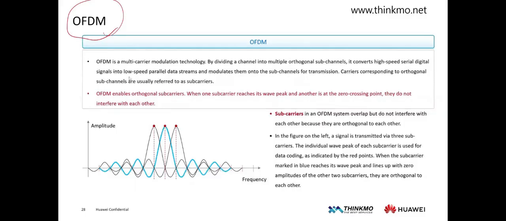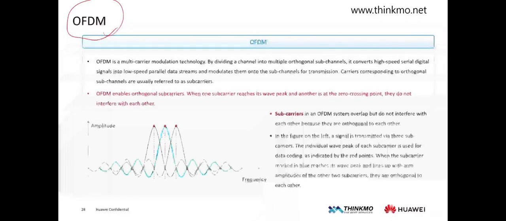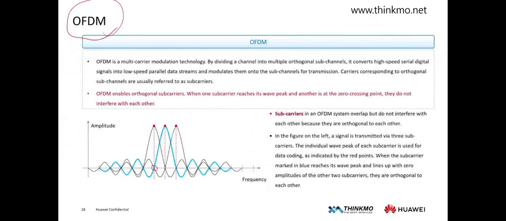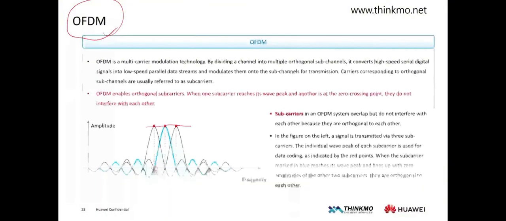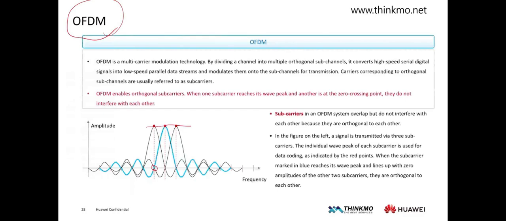What does orthogonal mean? For example, when the peak of wave number 1 reaches its highest point, meaning its maximum amplitude, the amplitudes of wave number 2 or wave number 3 will be zero. When wave number 2 reaches its peak, the amplitudes of wave number 1 and wave number 3 will be zero. When wave number 3 reaches its peak, the amplitudes of wave number 1 and wave number 2 will be zero. In other words, at any given moment, only one subcarrier is at its maximum value while the other carriers are not. The amplitudes will all be zero.